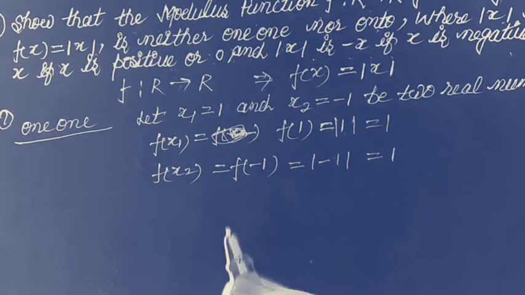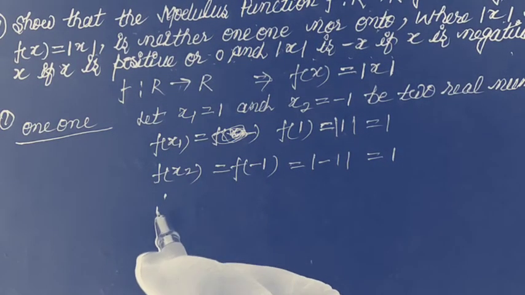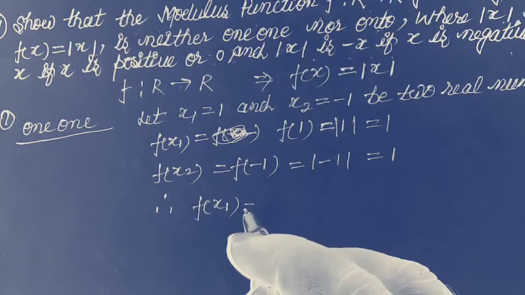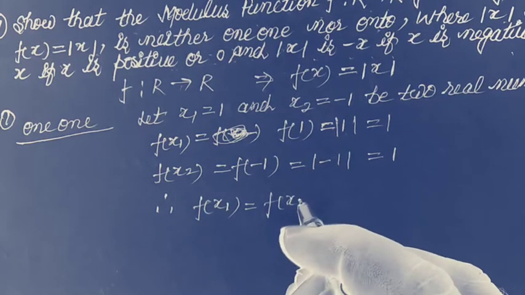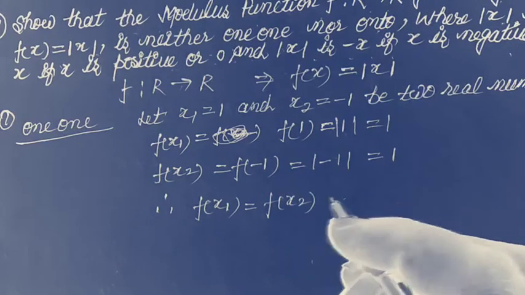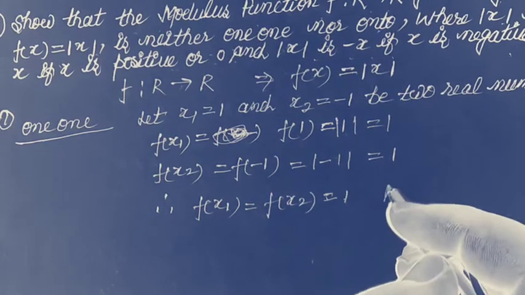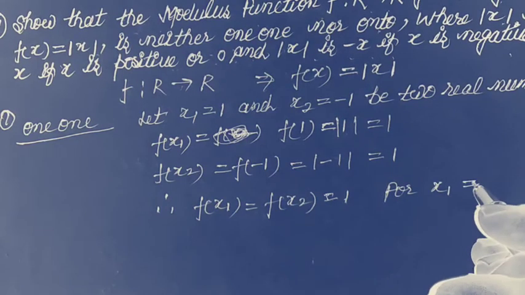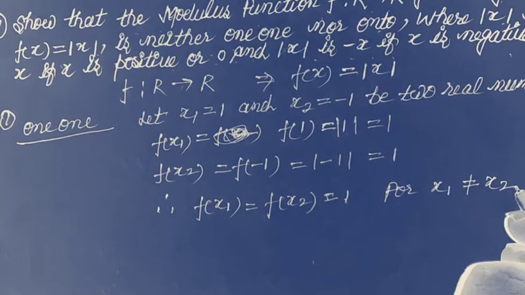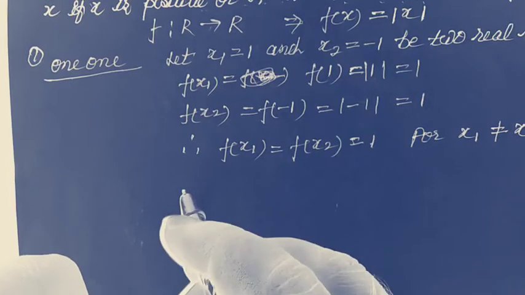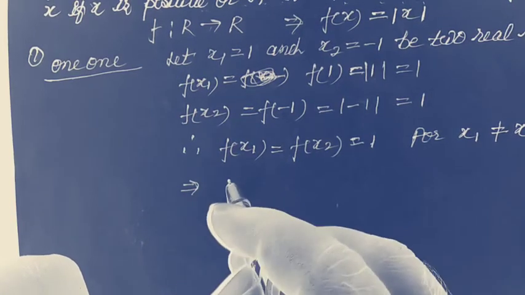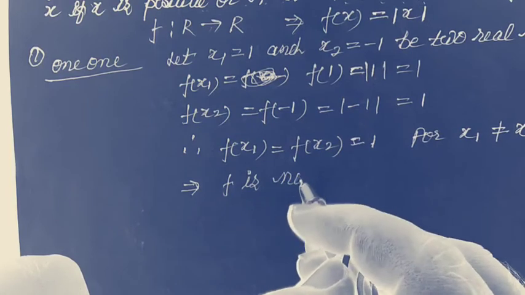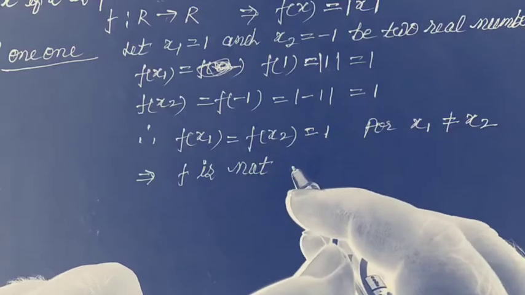So we can say, therefore, the values of the function are equal, but the elements are not equal. In this condition we can say f is not one-one.